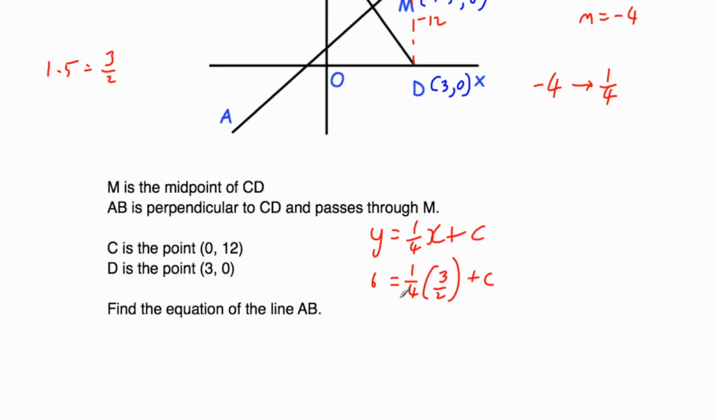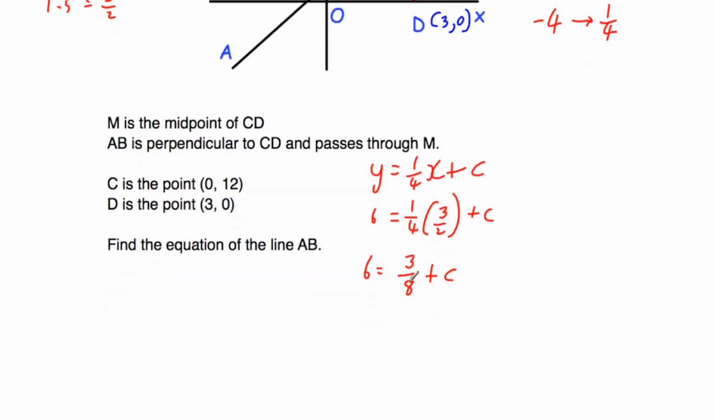Now let's multiply and see what we get. 6 equals a quarter multiplied by 3 halves. 1 times 3 is 3, and 4 times 2 is 8, so 3/8 plus c. We want to find c, so we need to get c on its own. Let's take away 3/8 from both sides of this equation. On the right hand side, 3/8 take away 3/8 leaves just c. On the left hand side, we've got 6 take away 3/8. We can do this in two different ways. We could say that's 5 and 5/8. That's one way we can do it. Alternatively, we could do it as a top-heavy fraction.